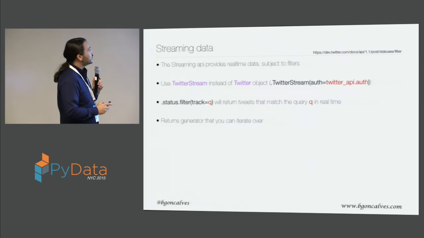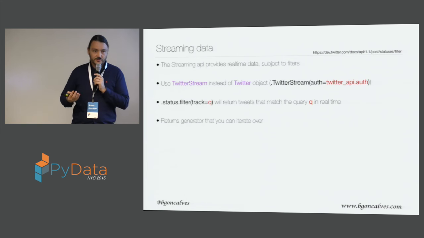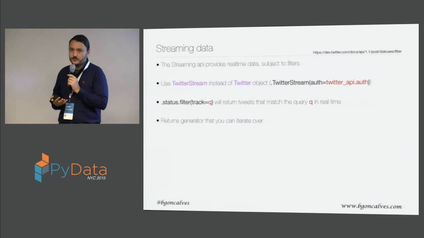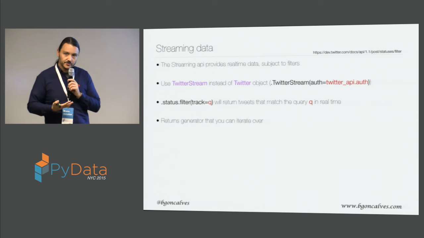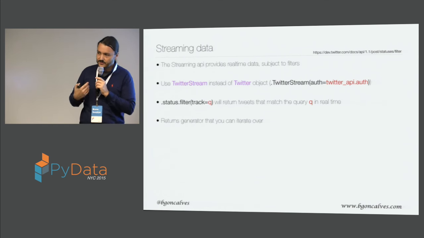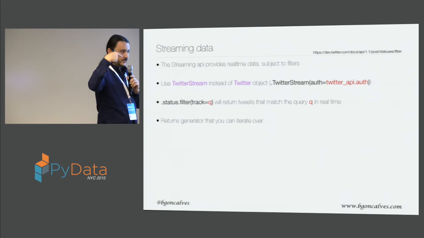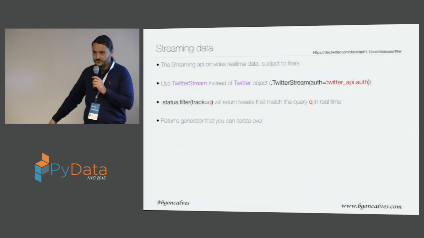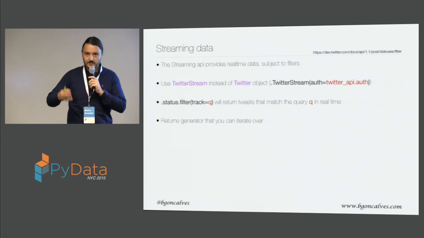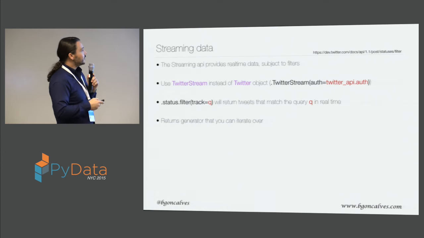Excellent. So, of course, searching into the past is not always what you want to do. Most of the time, the most interesting thing you can do is actually stream data. What this means is you tap into Twitter and you get a real-time stream of what's happening around the world, as seen through Twitter. So for this, you need the streaming API.